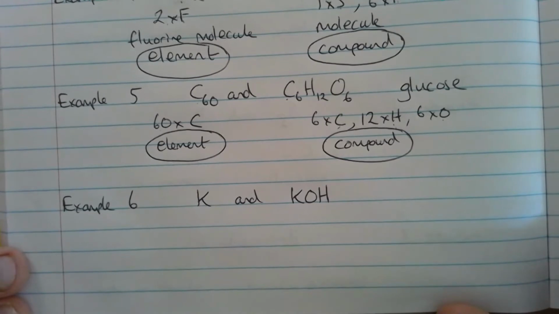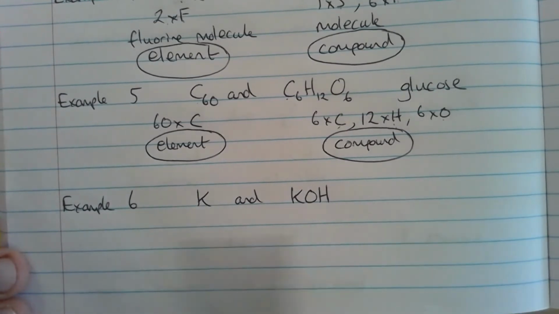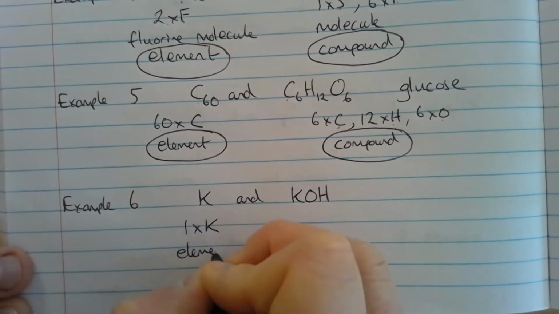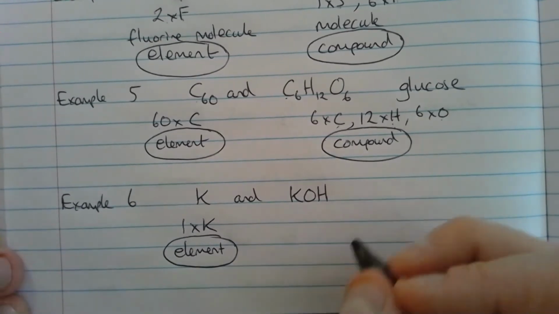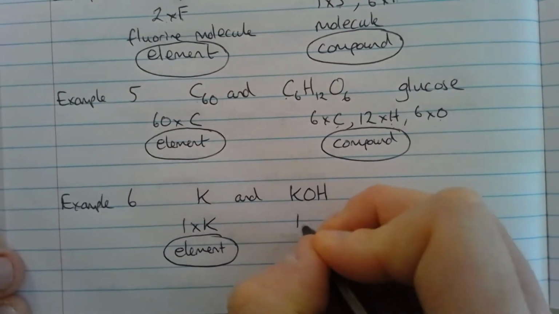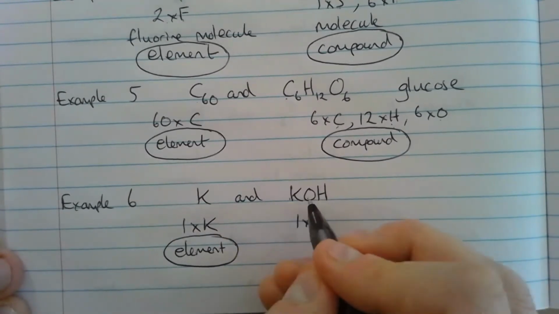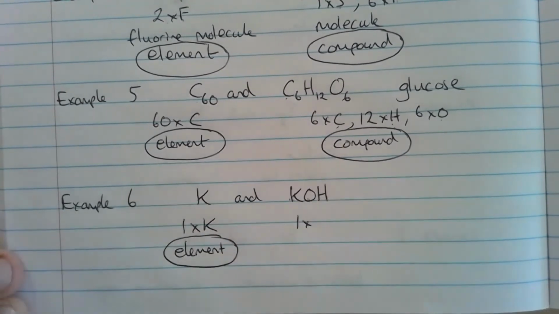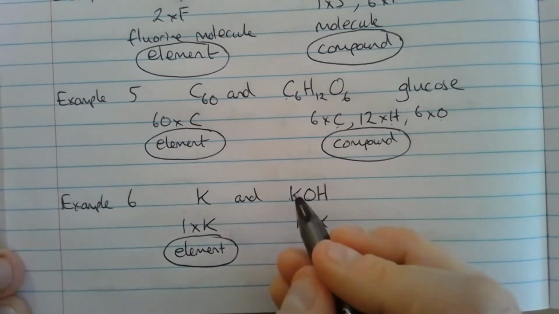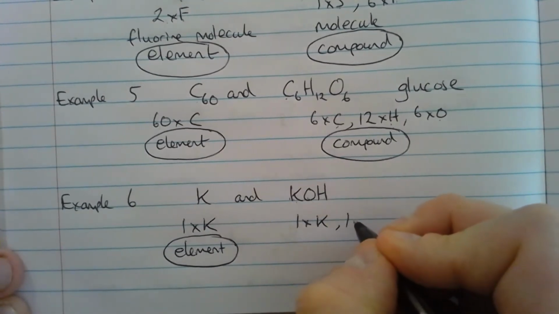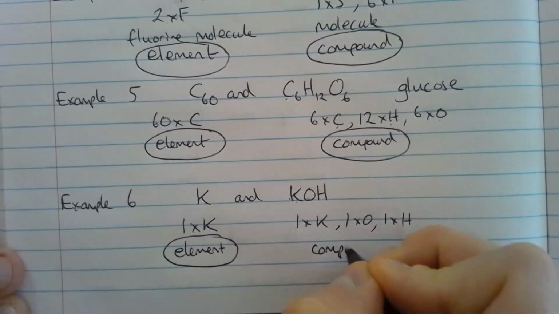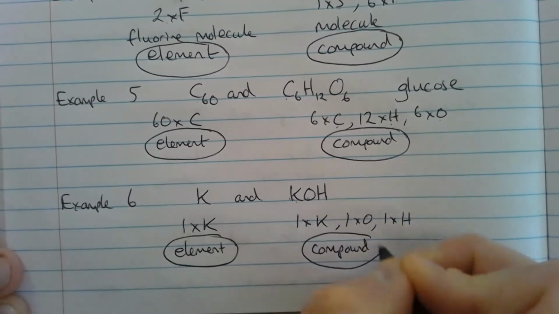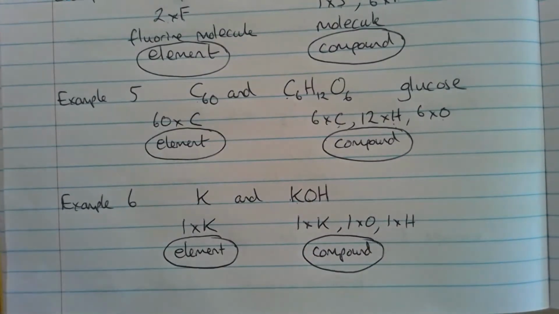Let's have a look at our final example. K just on its own, 1 times K. K is the symbol for potassium, which means that it must be an element. There's only 1 type of atom present. KOH is actually the formula for something called potassium hydroxide. There are no numbers after these, but these are all capital letters, so each represents 1 element.